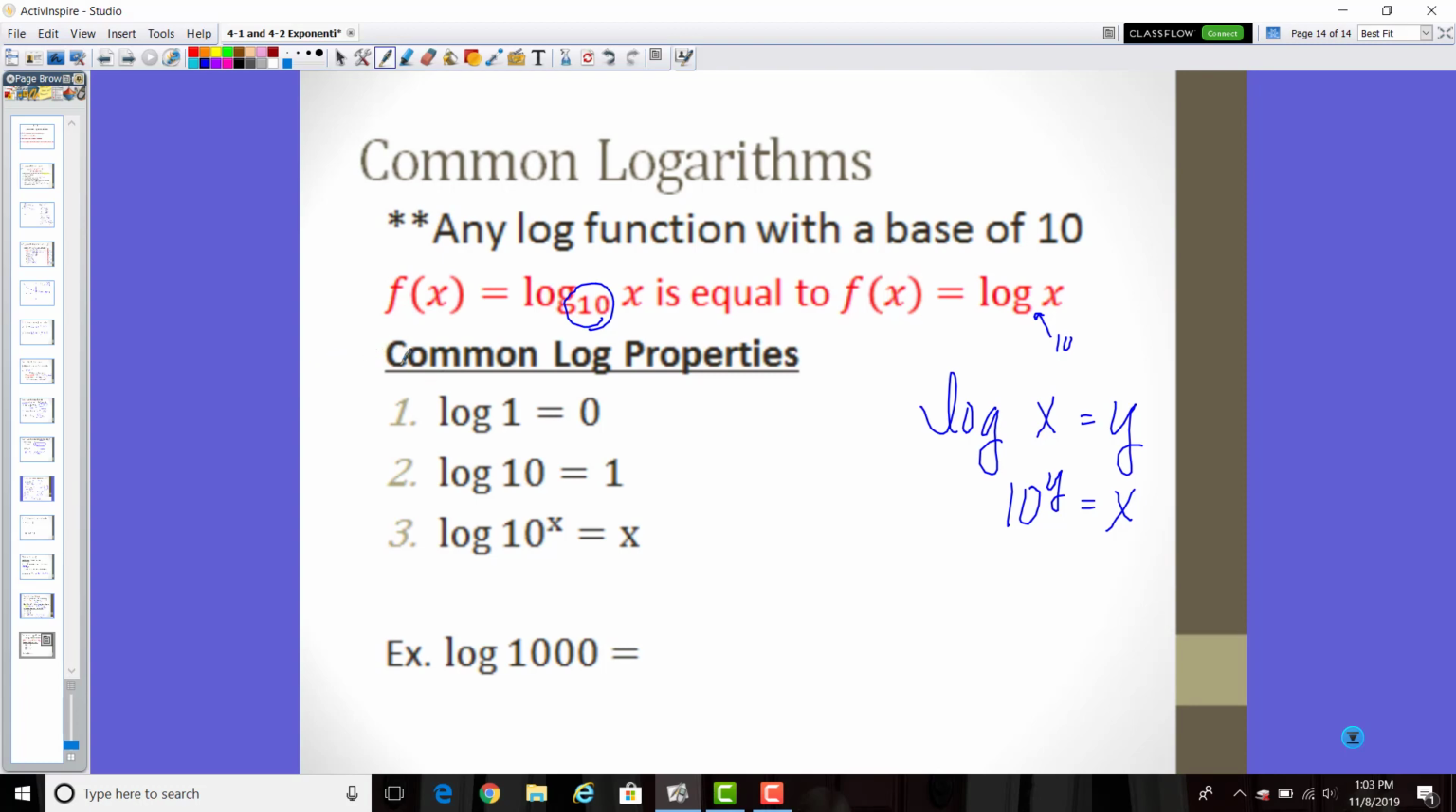Similar to natural logs, common log properties are that the common log of 1 has a value of 0, common log of 10 has a value of 1.